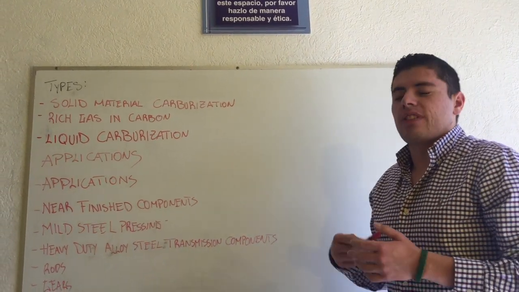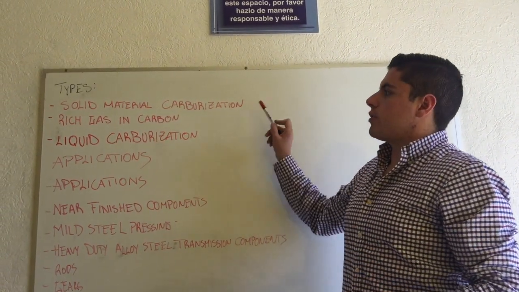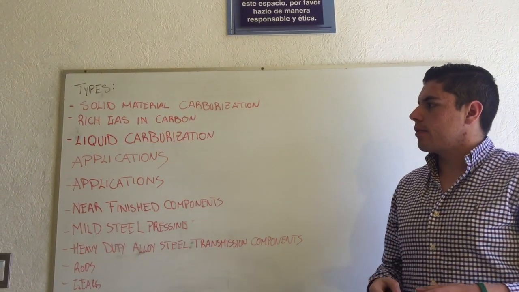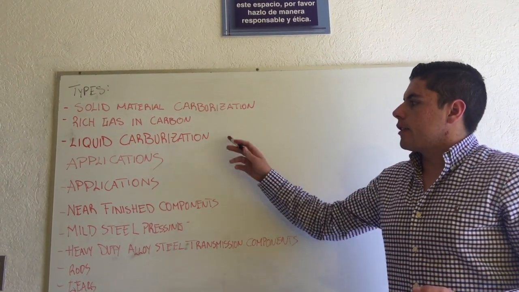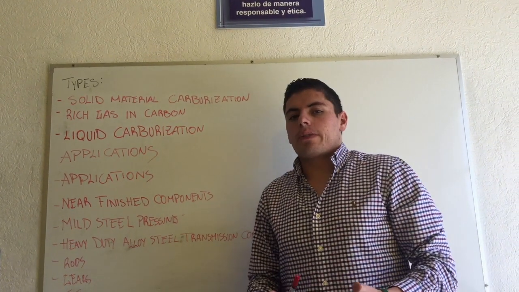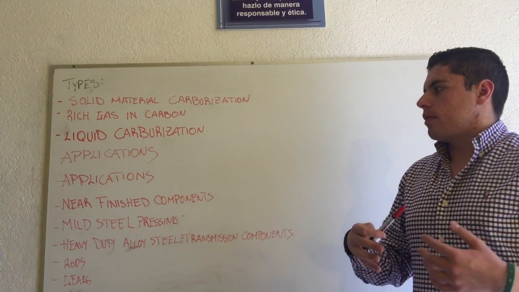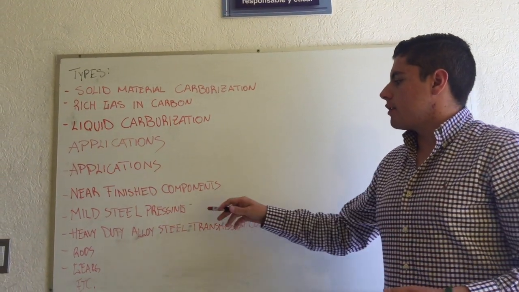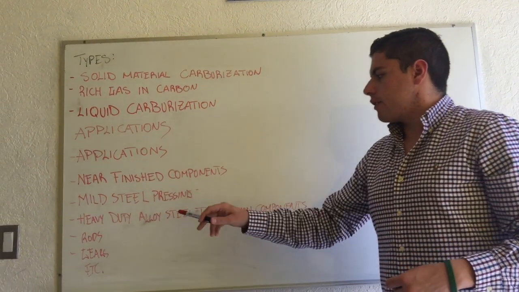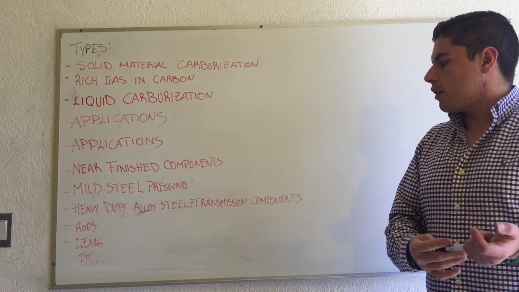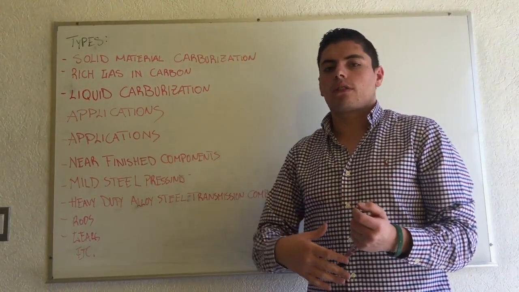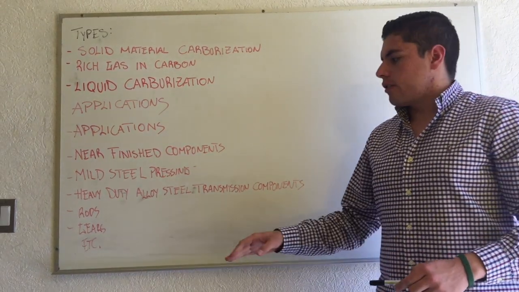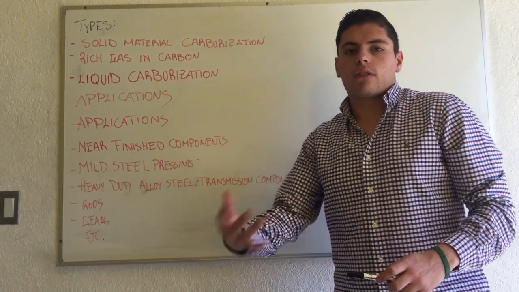So the main types of cementation are three. The first one is solid material carburization, the second one is gas rich in carbon, and the third one is liquid carburization. And most of them have different applications, and one of them is near finished components, the mild steel pressing. Another one is the heavy duty alloy steels transmission, so they can work from the mild steel until heavy alloy steels, and also it works with road gears and other ones.